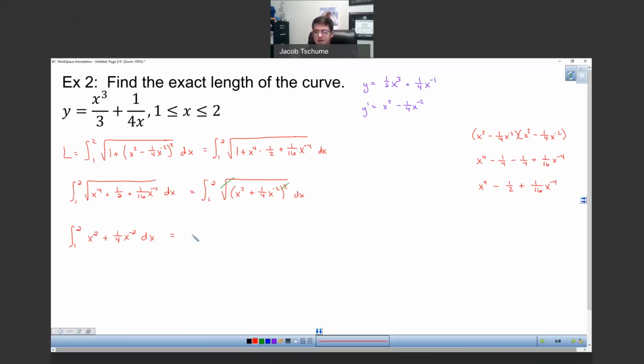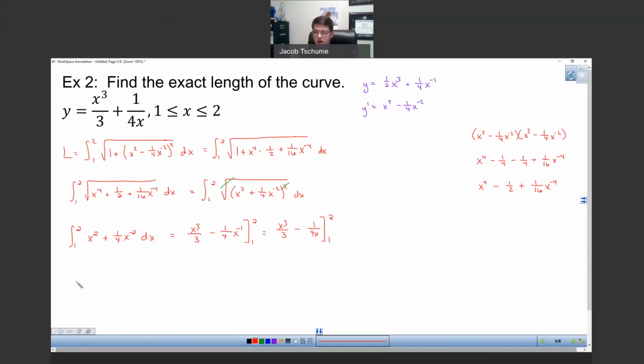So this would end up integrating into x cubed over 3. And then if you add 1 to negative 2 and divide by a negative 1, that is minus 1/4 x to the negative 1, evaluated from 1 to 2, which will be a little easier to evaluate if we rewrite it as x cubed over 3 minus 1 over 4x.